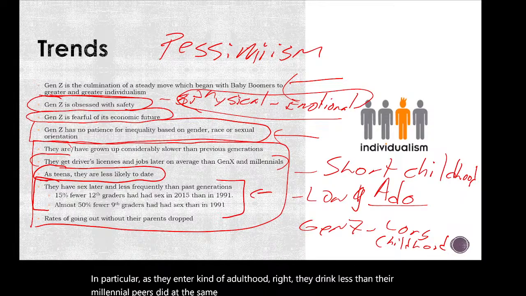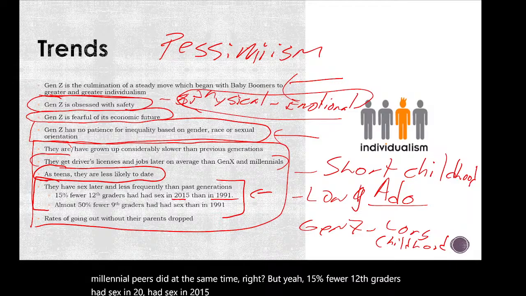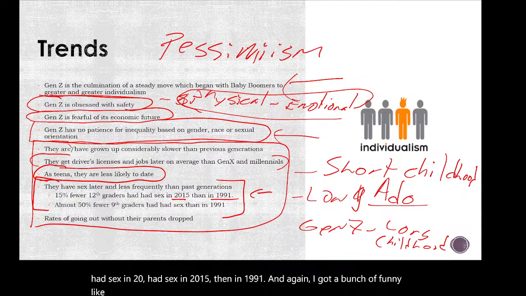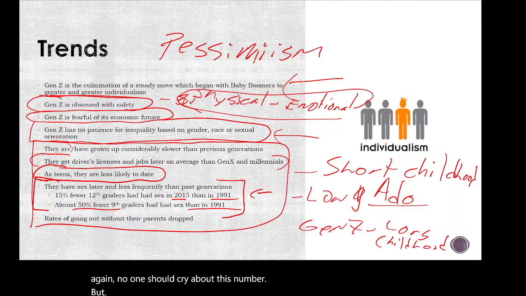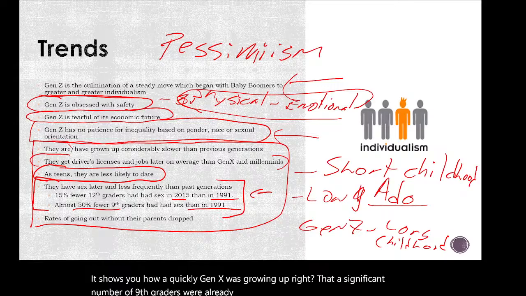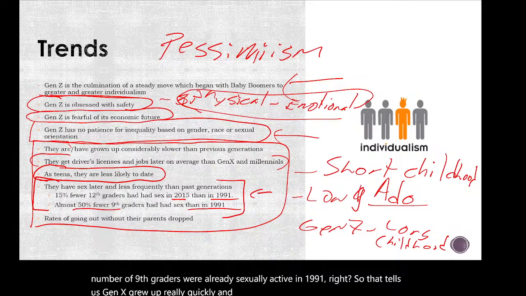But yeah, 15% fewer 12th graders had sex in 2015 than in 1991. And again, I've got a bunch of interesting charts that show this, right? Way fewer ninth graders had sex. 50% fewer ninth graders had sex than in 1991, which again, no one should cry about this number. But it shows you how quickly Gen X was growing up, right? That a significant number of ninth graders were already sexually active in 1991. Right, so that tells us Gen X grew up really quickly and hit that adolescent stage really early, and that this trend seems to have largely reversed with Gen Z.